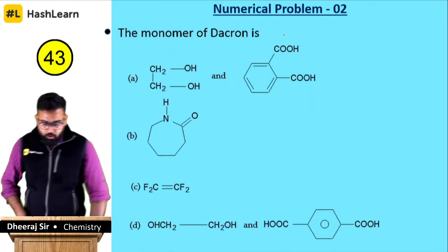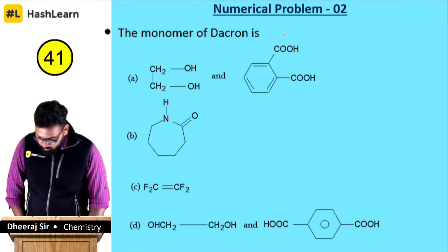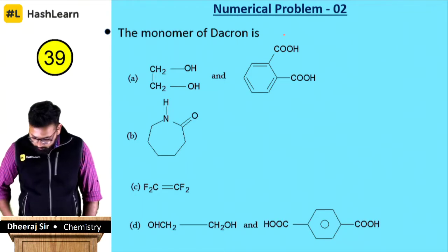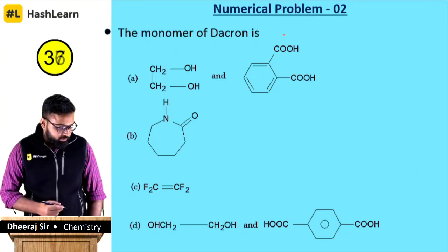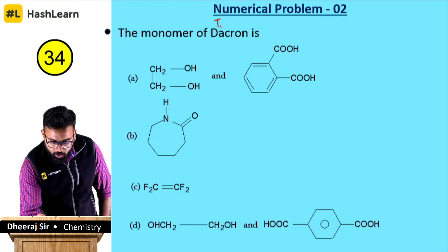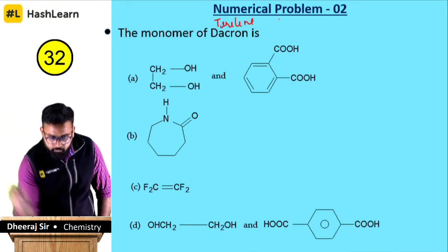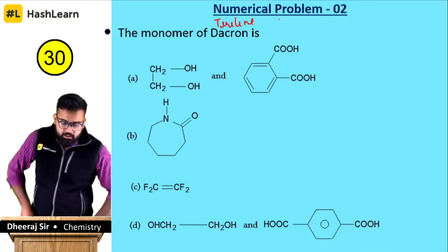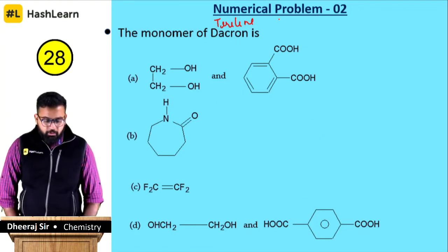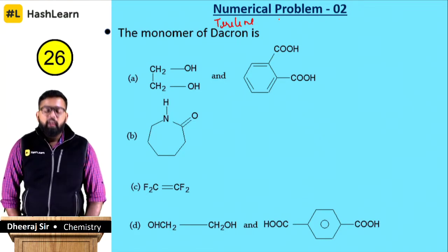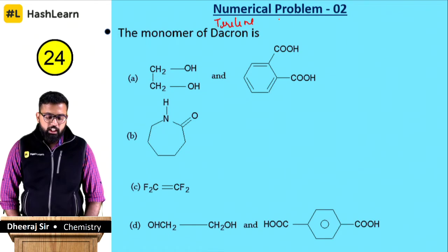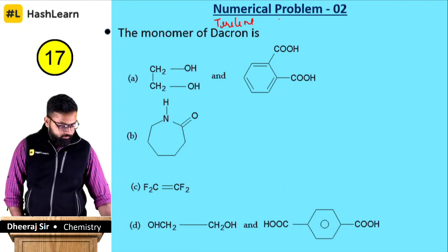the monomer of Dacron. The monomer of Dacron. Let me see if this is going to help you. The other name for Dacron is terylene. So terylene and Dacron are the same. Dacron is a polymer. So you just have to help yourself by recalling the names of the monomers used in Dacron or terylene. Go ahead guys, really fast.